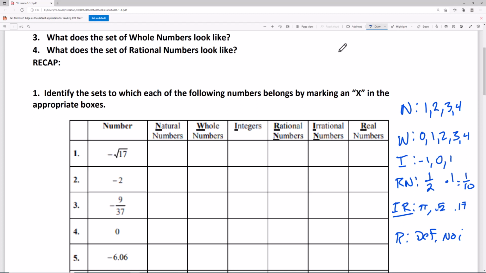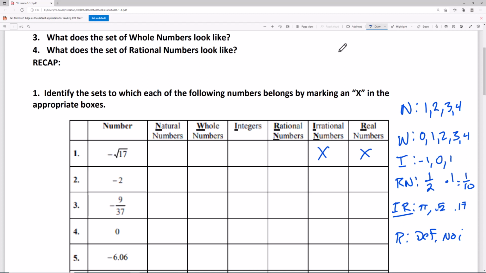So in this first one where it says negative square root of 17, it's not a positive whole number. It doesn't include 0. It's not an integer because those are all the whole numbers, so immediately you can't do it. Now, if I enter in the calculator square root of 17, I get this repeating decimal, so therefore it has to be irrational. It is definable, so therefore it's going to be a real number.